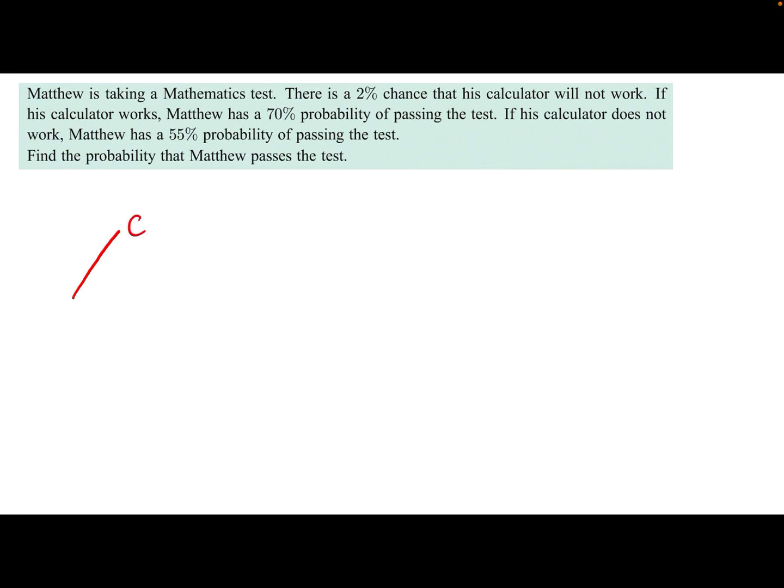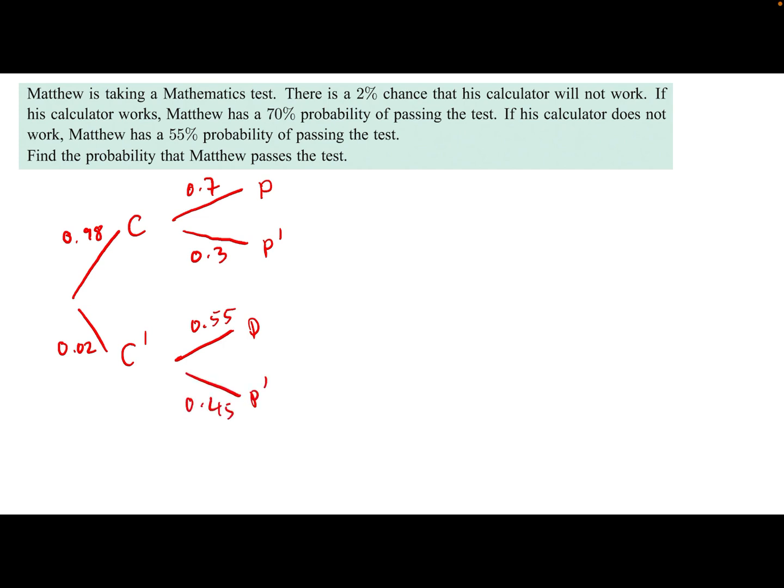So, his calculator can work, or his calculator cannot work. Seems to be that the probability of his calculator working is 0.98, but 0.02 of it not working, 2% chance. If his calculator does work, he could pass, or he could not pass his exam. 0.7, therefore 0.3 of not passing. But if his calculator does not work, he only has a 55% chance of passing. So he has a 45% chance of failing.